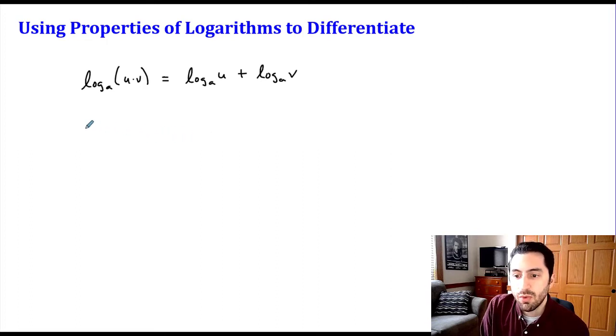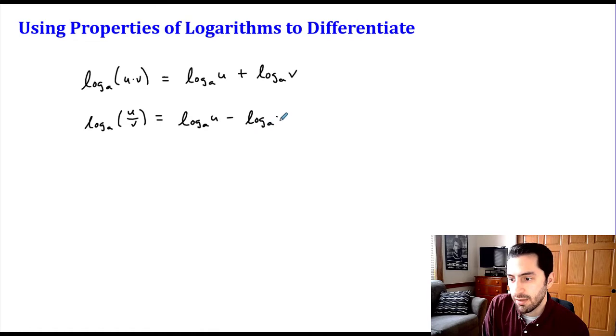We have a similar one for a quotient. So if I have the log base a of u divided by v, we can separate that into the log base a of u, and now this is going to be minus the log base a of v.